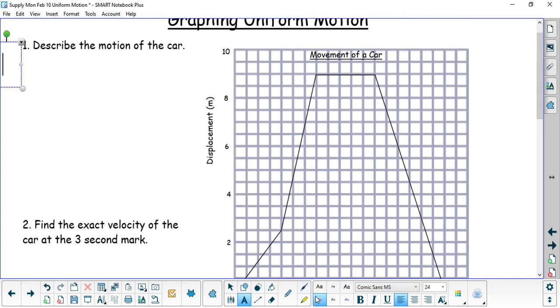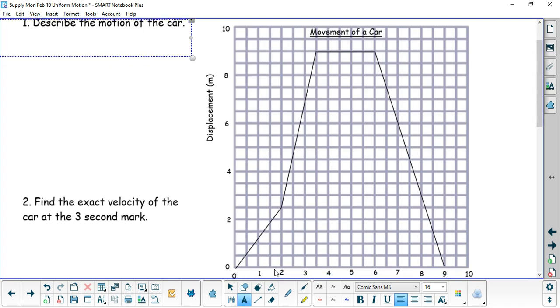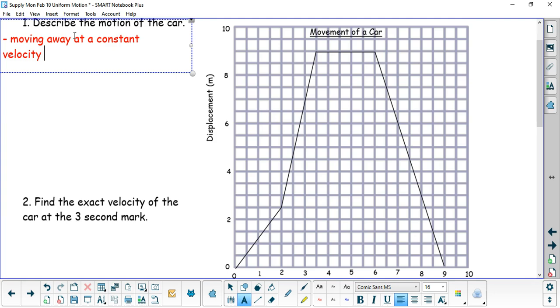And the first thing it asks is for us to describe the motion of this object. So that's what we're going to try to do. And you'll notice there's 4 distinct sections. In the first section, it runs from about 0 seconds to 2 seconds. And you can see it's a nice straight line. That means it's a constant velocity and it's moving away because the displacement is getting bigger. So I will say it's moving away at a constant velocity, and that is from 0 to 2 seconds.